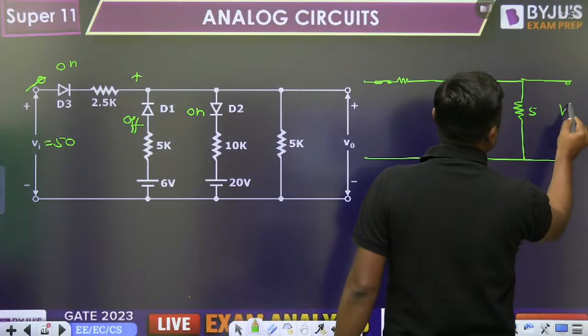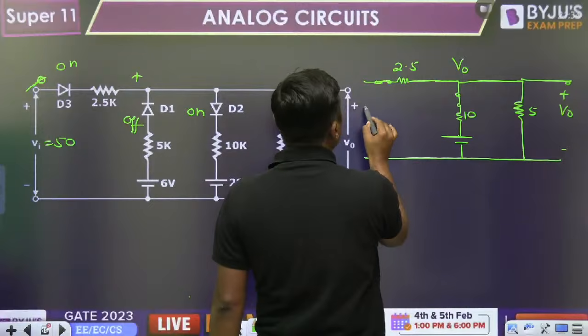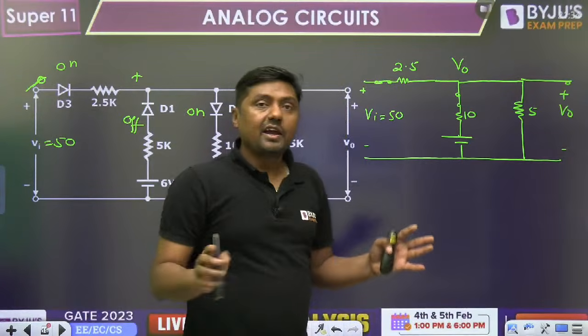This is the 5 kilo ohm. This is the V0. This is the V0. 2.5 kilo ohm, and that is the Vi. And what is the value of the Vi? Maximum 50 volt. Right? Okay.